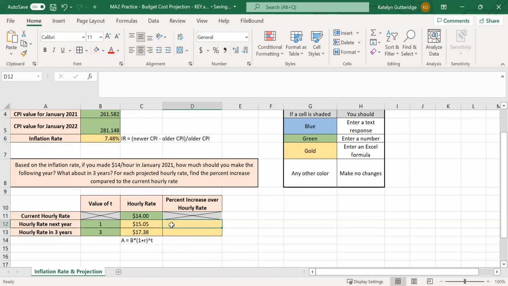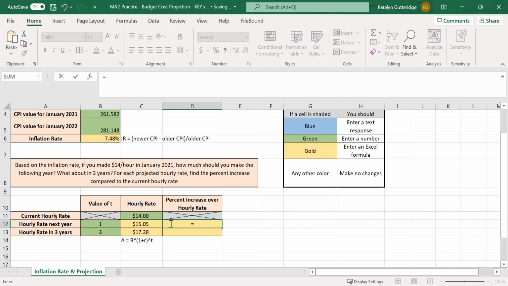So after that 1 year, our rate is going up that 7.48%. We applied that 7.48% to it one time over 1 year. So that is the percent we're increasing. When we want to find the percent increase over the hourly rate, for that first response, we should still get that 7.48%. This formula is very similar to the inflation rate. We're going to take the newer amount minus the older amount, divide by the older amount. We're going to use the hourly rates here for this one.